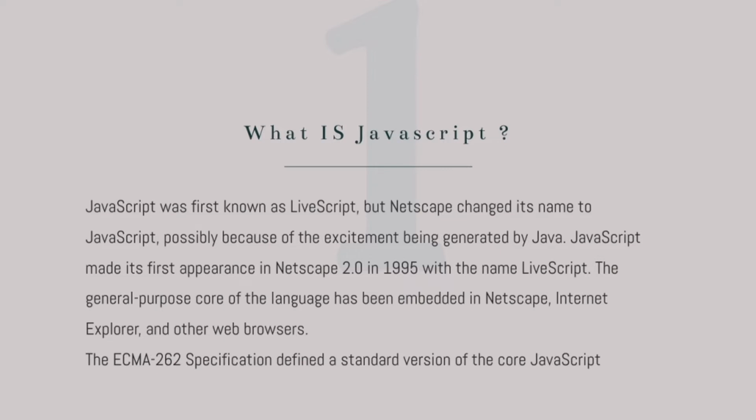Firstly, JavaScript was first known as LiveScript, but Netscape changed its name to JavaScript because of the excitement being generated by Java. JavaScript made its first appearance in Netscape 2.0 in 1995 with the name LiveScript. The general purpose core of the language has been embedded in Netscape. The ECMA 262 specification defines a standard version of core JavaScript.